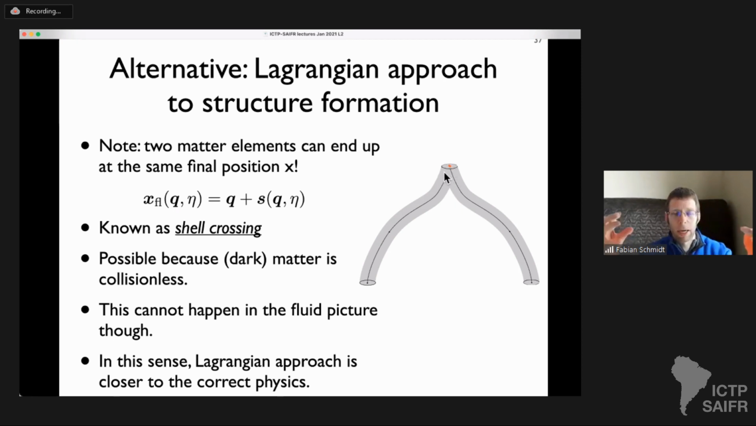You can have two mass elements that just cross through each other and are at the same point at some instant in time. This cannot happen in the fluid picture, of course, because what would the velocity be here, right? We have two, it's multi-valued, so it doesn't make sense. So this cannot happen in the fluid picture. It can happen in the Lagrangian approach. So in this sense, this approach is closer to the correct physics and closer to what simulations are doing.